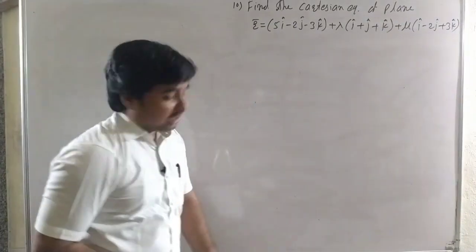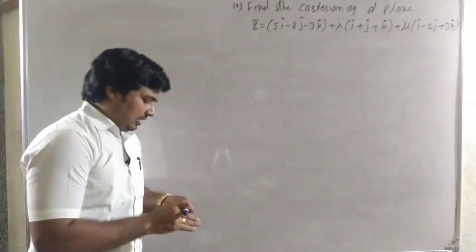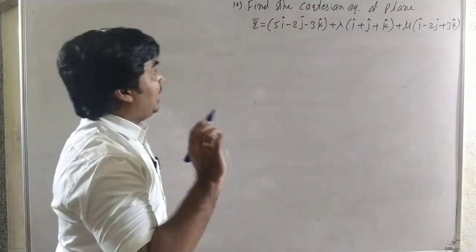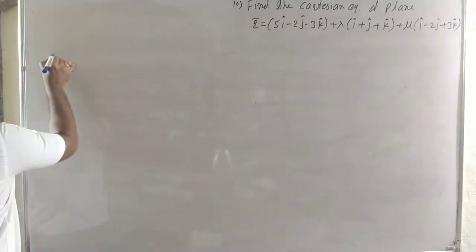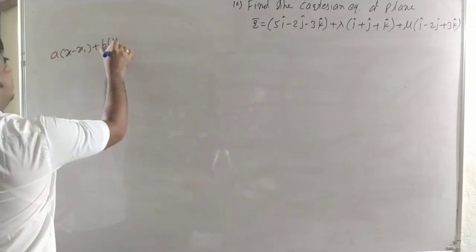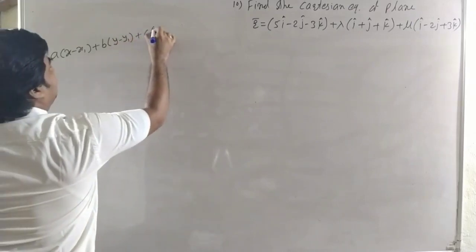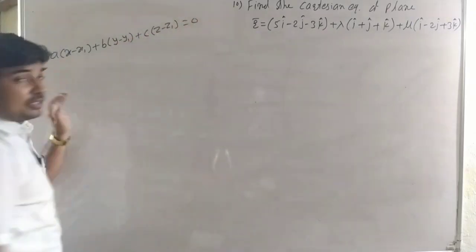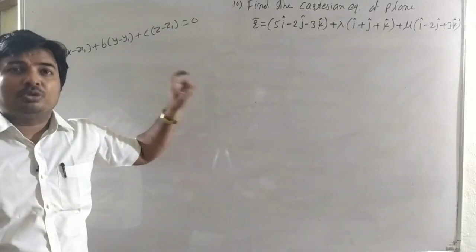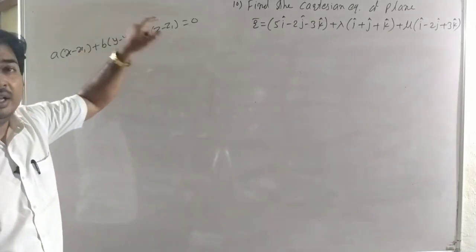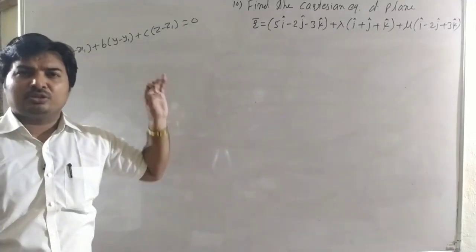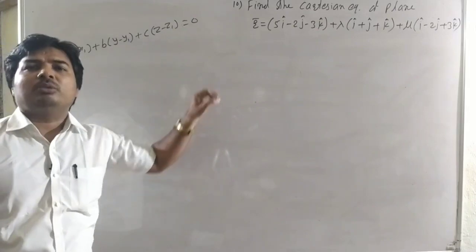Okay, here we want to find the Cartesian equation. Given that the vector equation of the plane is in parametric form, and the Cartesian equation of a plane is a into x minus x1 plus b into y minus y1 plus c into z minus z1 is equal to 0. That means we need the direction ratios of the normal to the plane and a point it passes through. Direction ratios of the normal mean the components of the normal vector.